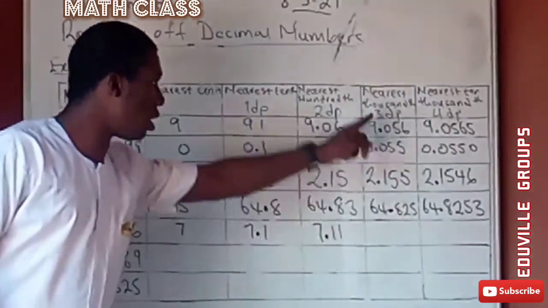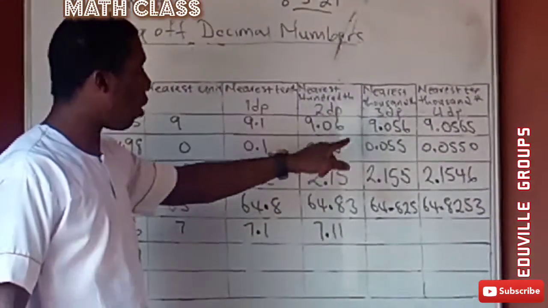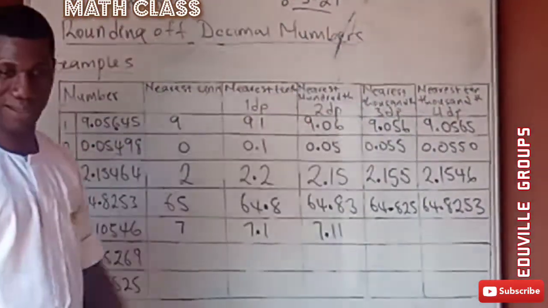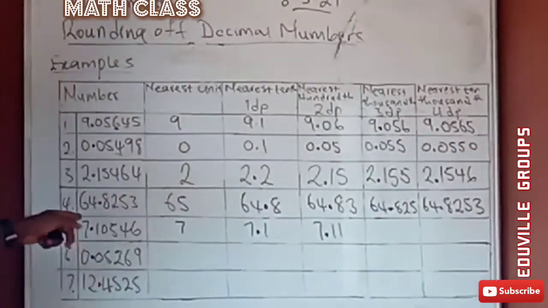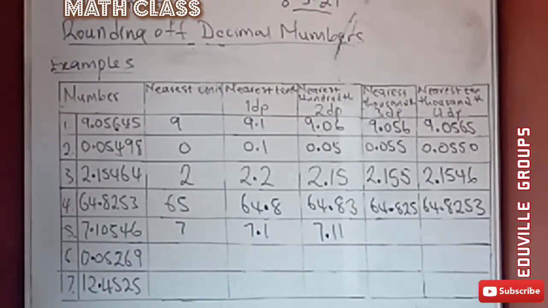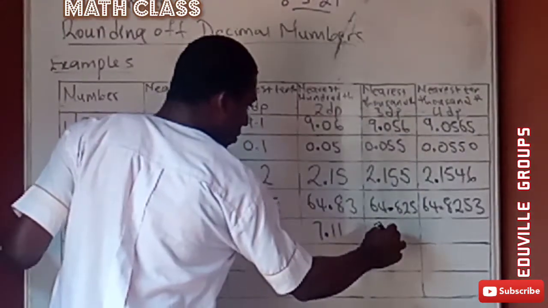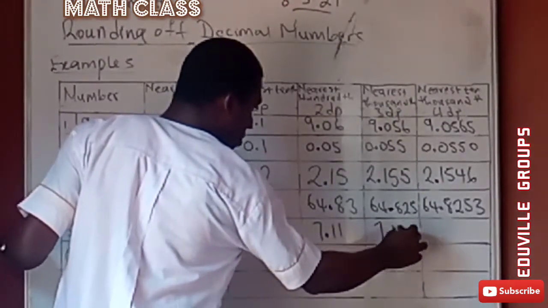Then in the next column, we are rounding to the nearest what? 1,000 or 3 decimal places. And if you check, the number at the 3rd decimal place is what? 5. And the next number is what? 4. Which is not up to 5. So what do we do? Our answer will be what? 7.105. Correct.